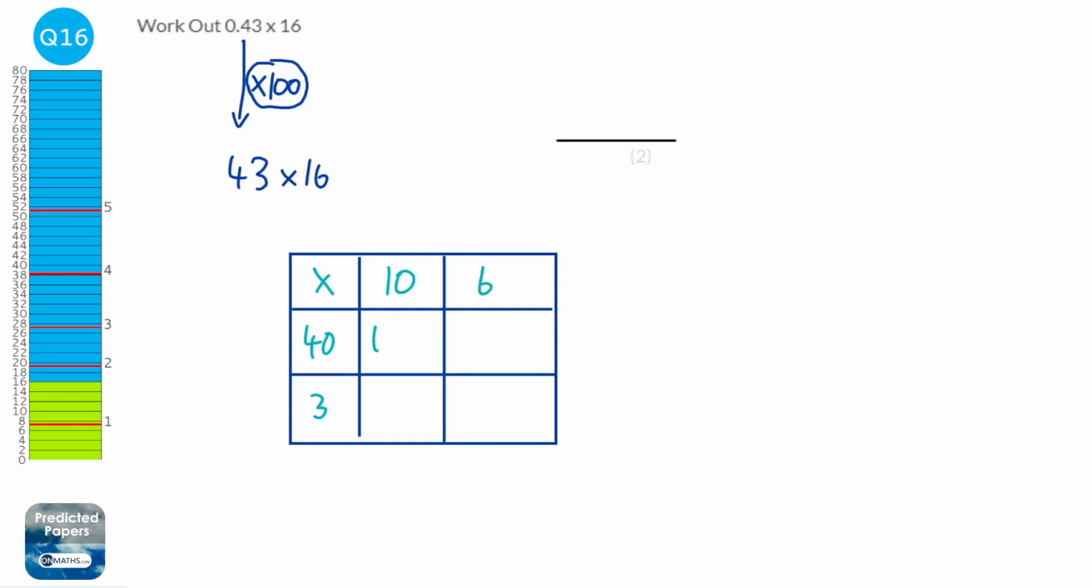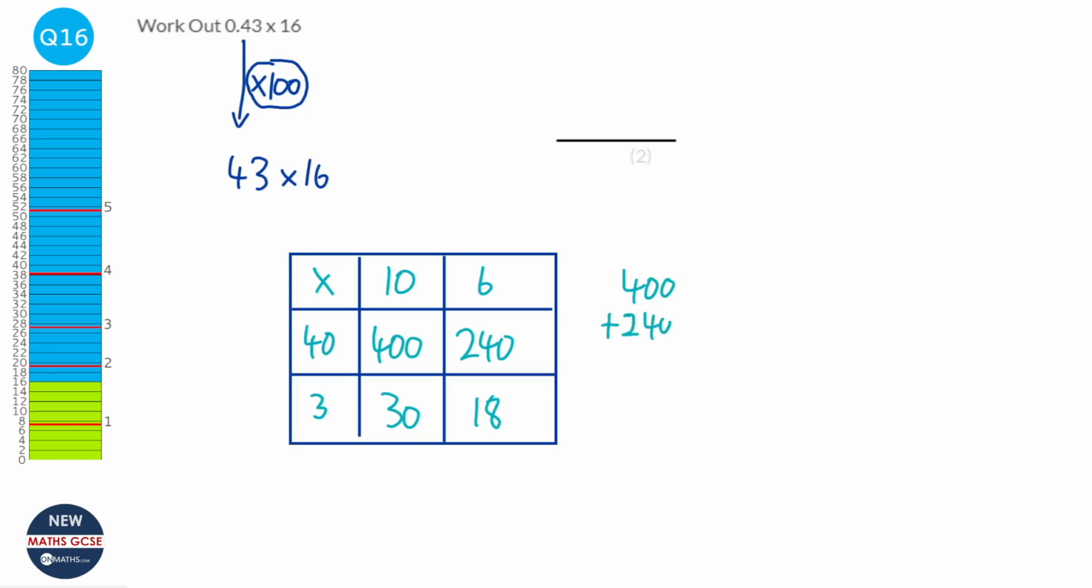So 40 times 10 is 400, 40 times 6 is 240, 10 times 3 is 30, and 3 times 6 is 18. Then I'm just going to add them all together. So 400 plus 240 plus 30 plus 18. And when you add those all together, you get 688.